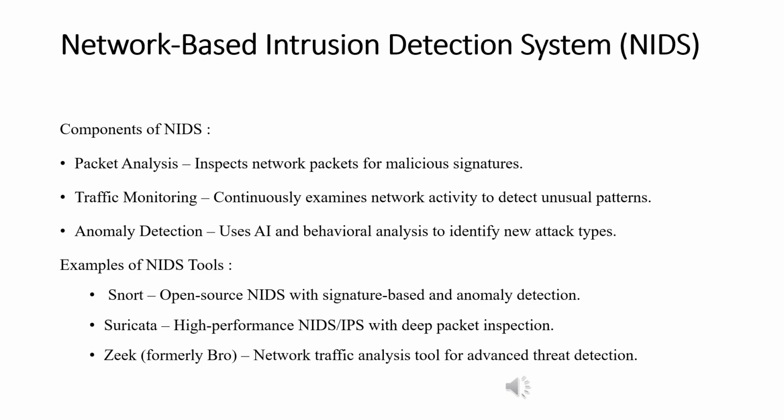The examples of NIDS tools are Snort, Suricata, Zeek. Snort, this is free and widely used. It detects known and unknown attacks. Whereas Suricata has high performance and does deep inspection. Zeek, this is an advanced tool for analyzing complex traffic behavior.